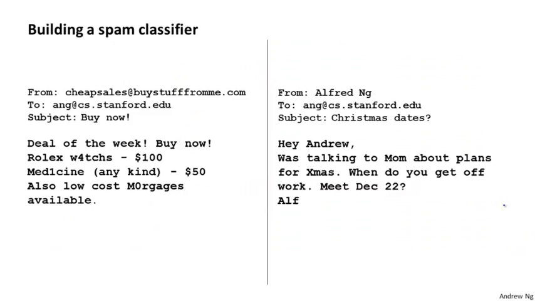Let's say you want to build a spam classifier. Here are a couple of examples of obvious spam and non-spam email, with the one on the left trying to sell things. And notice how spammers will sometimes deliberately misspell words, like medicine with a 1 there, and mortgages. And on the right is a maybe obvious example of non-spam email, actually email from my younger brother.